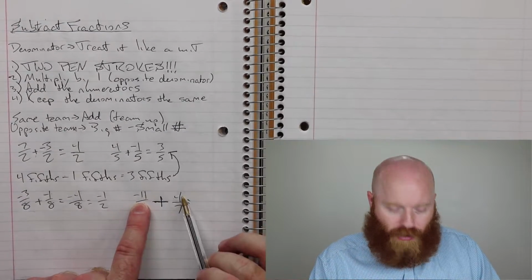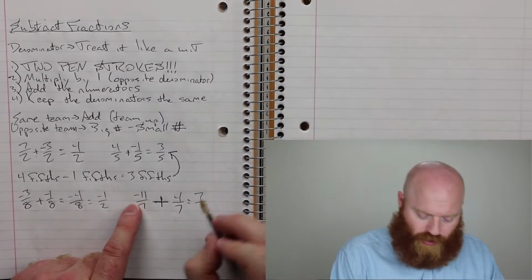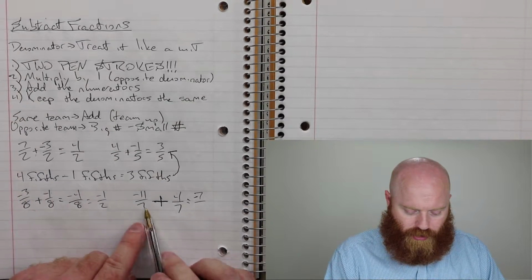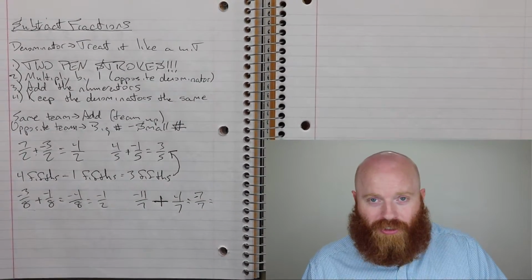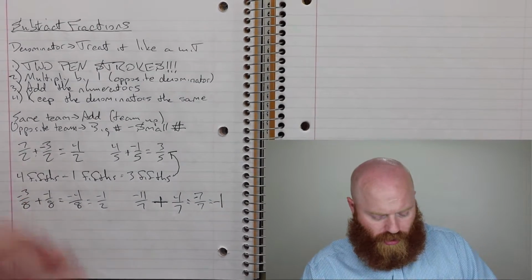So, 11 minus 4 is seven. And the bad guys win, so that's negative seven. And we add the numerators, done. We've got to keep the denominator the same, eight, eight, eight. That simplifies to negative 1. The answer is negative 1.